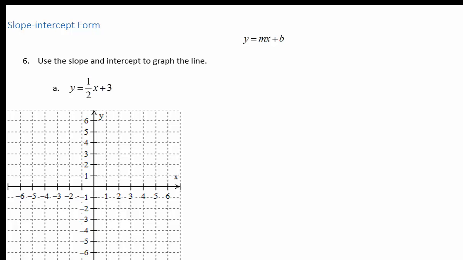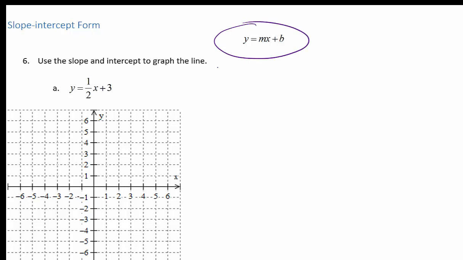All right, let's take this a step further. Eventually, we're going to talk about how do we get equations of lines? How do we actually write these equations? So we're going to learn two different forms that equations of lines can be in. The first is called the slope-intercept form.